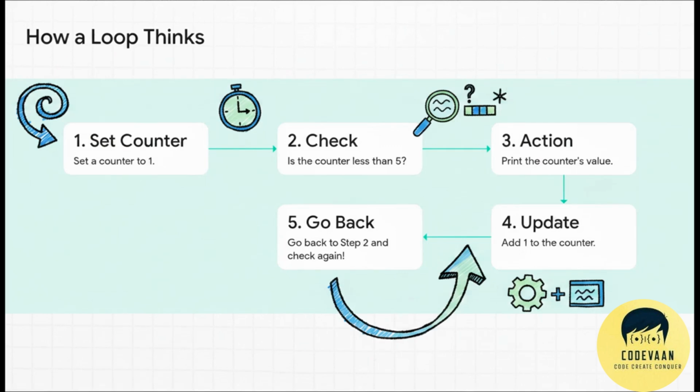But what's really going on inside the computer's brain? How does a loop actually think? Well, it follows a pretty simple set of rules. It sets up a counter, maybe starting at 1. Then it asks a question, a condition. Is this counter less than 5? If the answer is yes, it does the action. It prints the number. Then, and this is the absolute key, it updates the counter, adding 1 to it. And then, it makes that return trip. It jumps right back up to step 2 to ask the question all over again. That little jump is what makes a loop a loop.